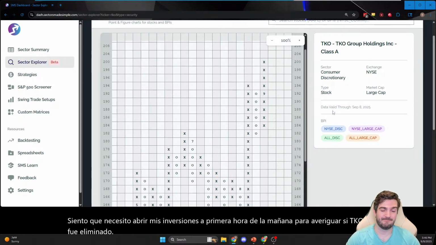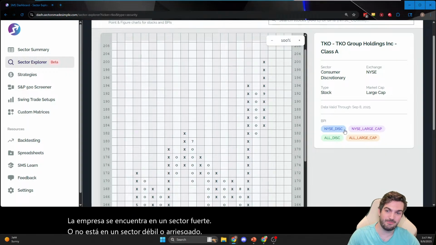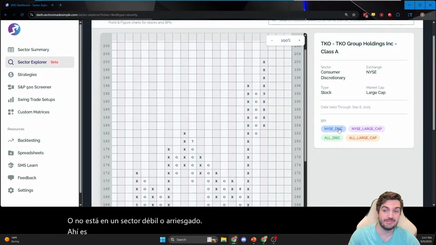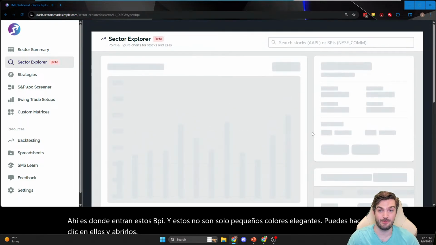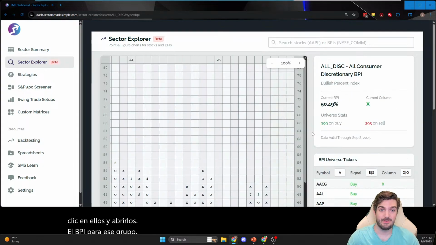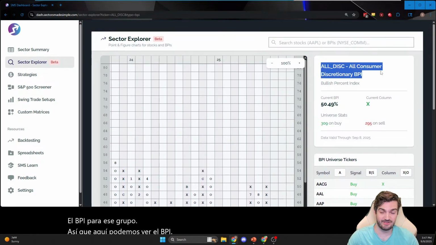And then the third thing, the company is in a strong sector or is not in a weak or risky sector. That's where these BPIs come in. And these aren't just fancy little colors. You can click on them and open up the BPI for that group. So here we can see the BPI for the discretionary sector.